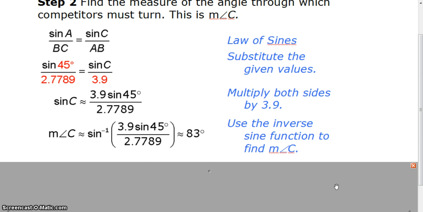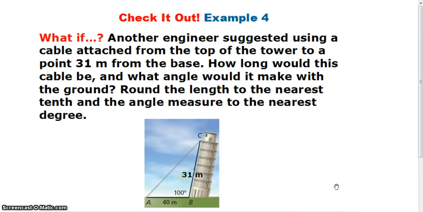Outstanding, good job. Okay, what if we have the Leaning Tower of Pisa and an engineer suggests to attach a cable to the top of the tower to a point 31 meters from the base. That's not what this is showing, is it? Why does the book do this to us? How long would this cable be, which is AC, right? And what angle would it make with the ground?